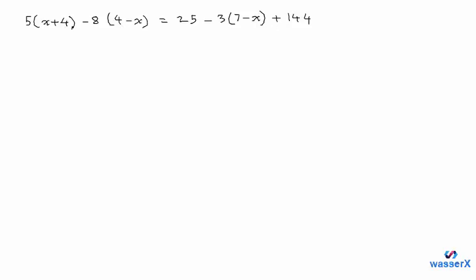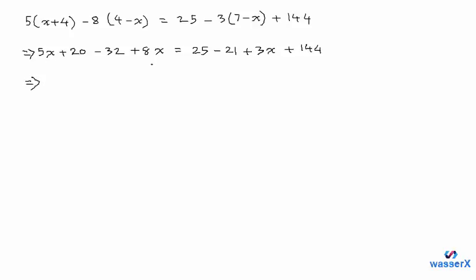5 multiplied with x plus 4 is the same as 5 times x. That is, you want to multiply the number outside with each term inside the parentheses. So this is 5 times x, that's 5x, plus 5 times 4, that's 20, minus 8 times 4, that's negative 32, and negative 8 times negative x is plus 8x. On the other side, we have 25, minus 3 times 7, that's negative 21, and negative 3 times negative x is plus 3x. Plus 144. Let's combine the like terms.